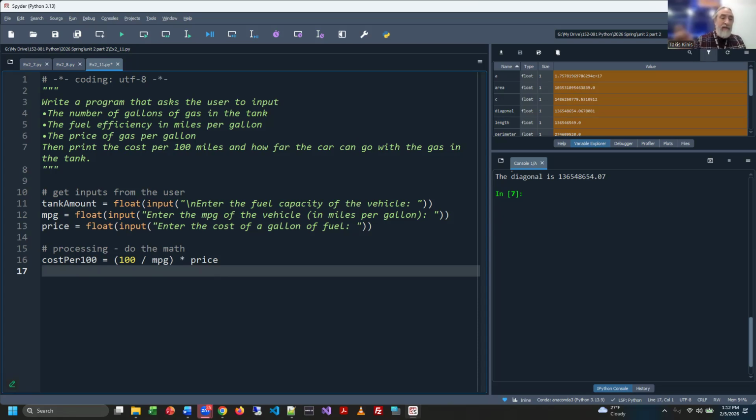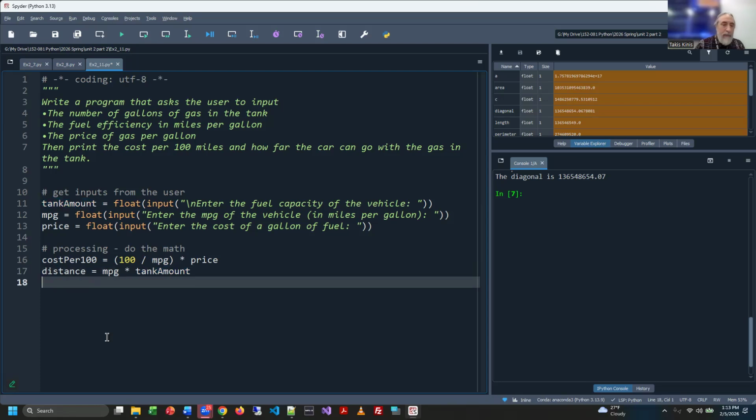And then to figure out how far I can go on a tank of gas, I'm going to call that one distance. That's like how far can you go? And then I'm going to take the MPG and I'm just simply going to multiply it by whatever's in the tank, or the tank amount. So if I have 50 miles to the gallon, I'm using a really round number because it's easy to calculate, and I have 10 gallons, I can get how far? 500 miles. See what we're thinking there?